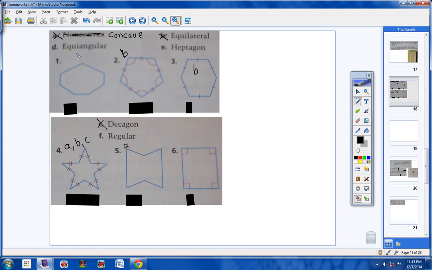Now on to letter D, equiangular. So we're looking now for polygons that have congruent angles. Well, here's one. All of the angles are congruent. So D.